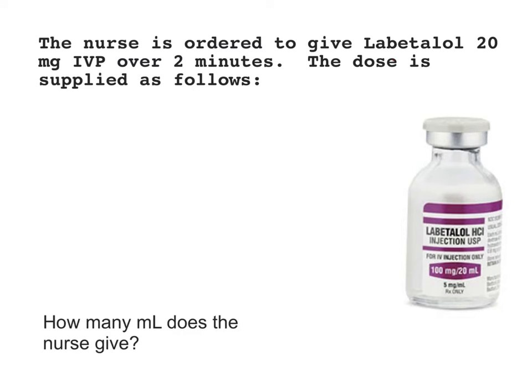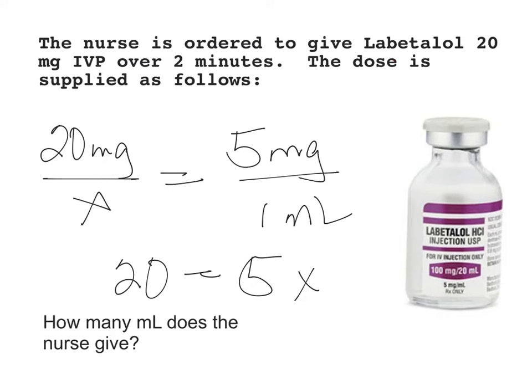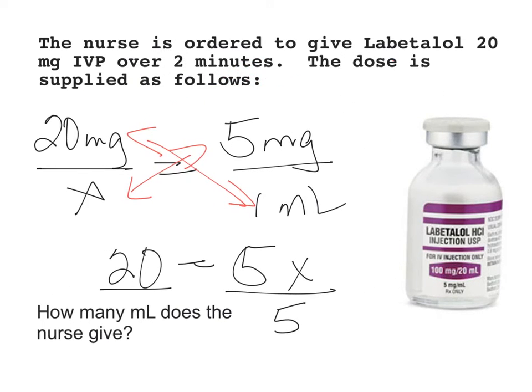Okay, so 20 milligrams over X is the same as 5 milligrams to 1 ml. It's also the same as 100 milligrams to 20 ml, but let's not get too fancy. Okay, so we have 20 equals 5x, because we cross-multiplied, right? And now we can solve for x.